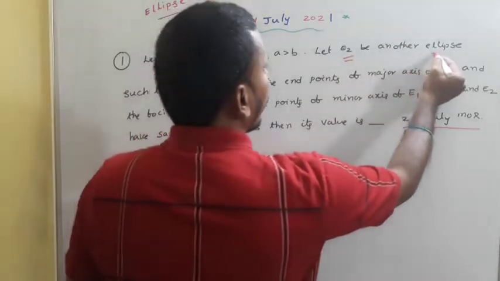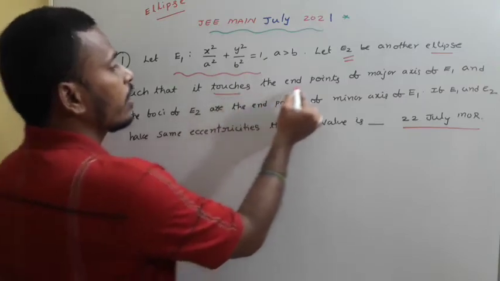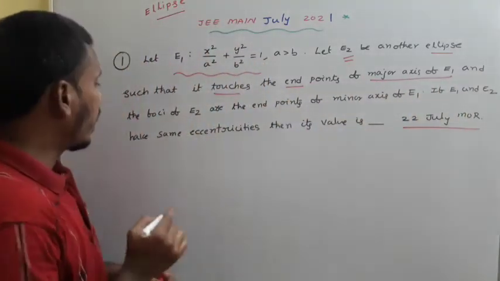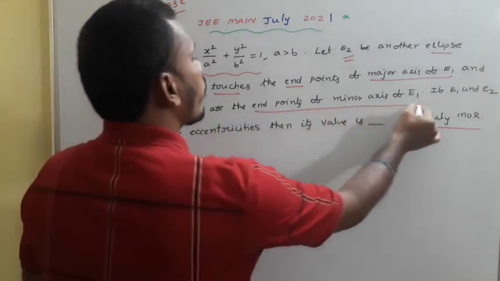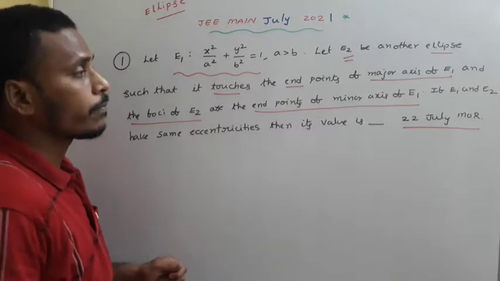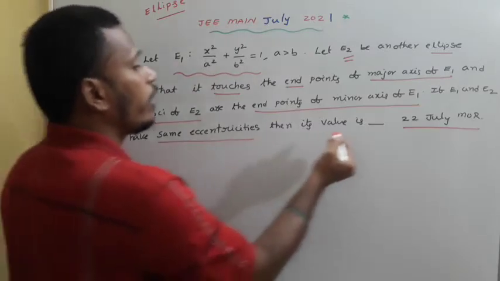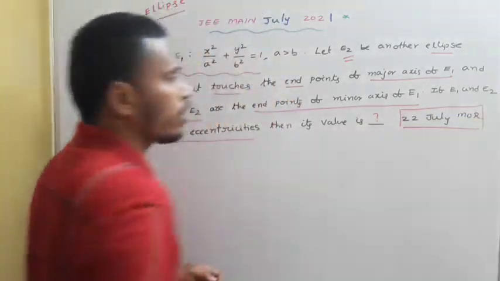E2 is another ellipse such that it touches the end points of the major axis of E1 and the foci of E2 are the end points of minor axis of E1. If E1 and E2 have same eccentricities, we need to find its value. This is asked in 22nd July morning session paper.